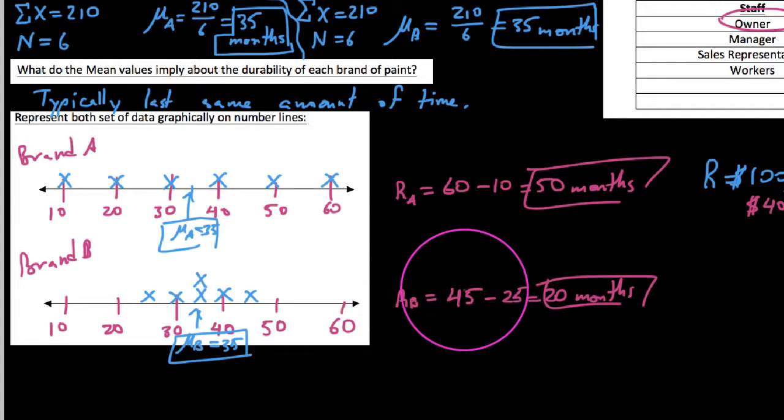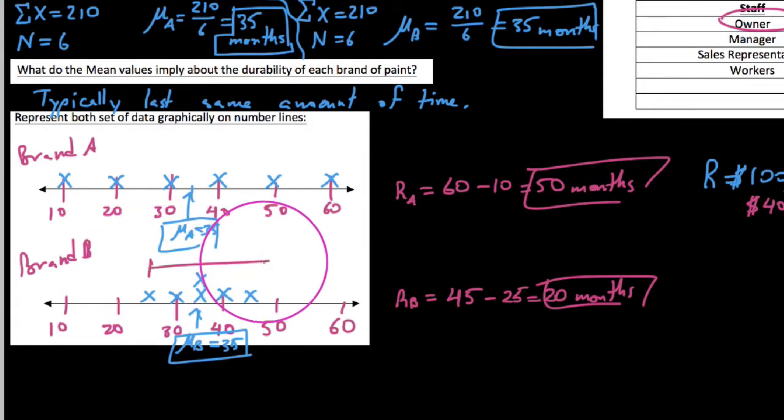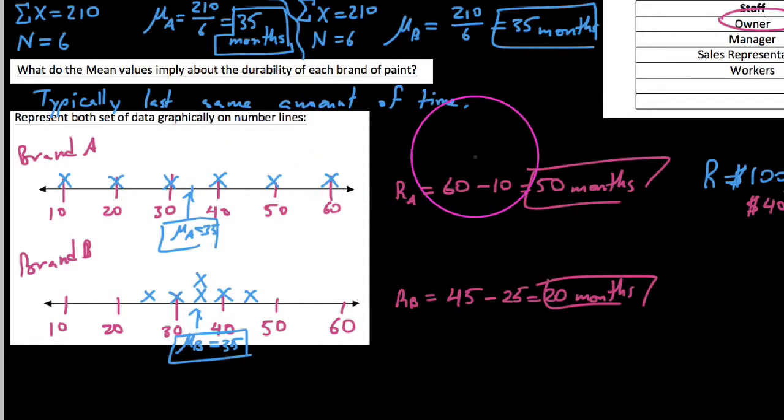So range will give you a good measure of how your data is spread. Obviously, range on the number line would be the distance from the max to the min here. So visually we can determine this by looking at the range.